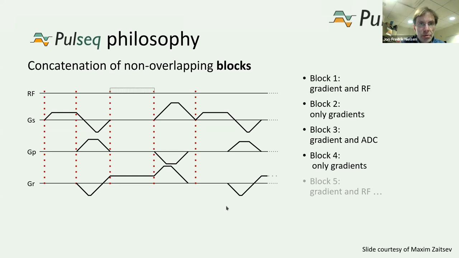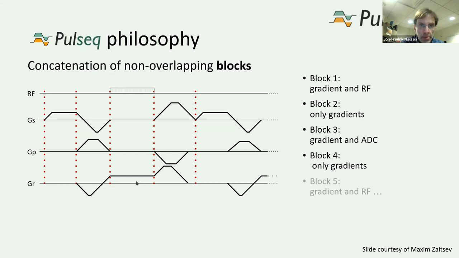The idea is to represent a pulse sequence as a concatenation of non-overlapping blocks. Here in this example, you have a block with just a gradient. The RF doesn't show up here, sorry about that. There's an RF pulse here and an ADC, or data acquisition, in the first block, and then a refocusing gradient. They overlap, and then the readout and so forth.